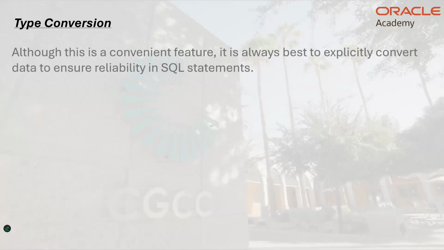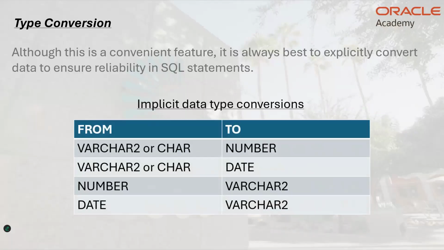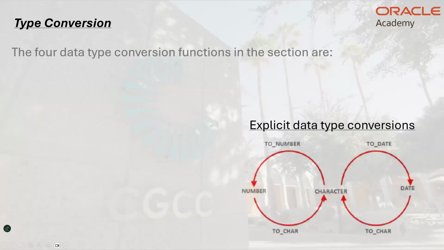All right. So in essence, although this is a convenient feature, it truly is best, depending on where you sit as far as the data, to perform explicit conversions in your queries. Just to let you know, these are the implicit data type conversions within the system: varchar, char to number, varchar, char to date, number to varchar, date to varchar. It's based on the scenario, you'll have those implicit data conversions. But once again, we want to ensure the conversions are correct, so we're not facing any type of mismatch.